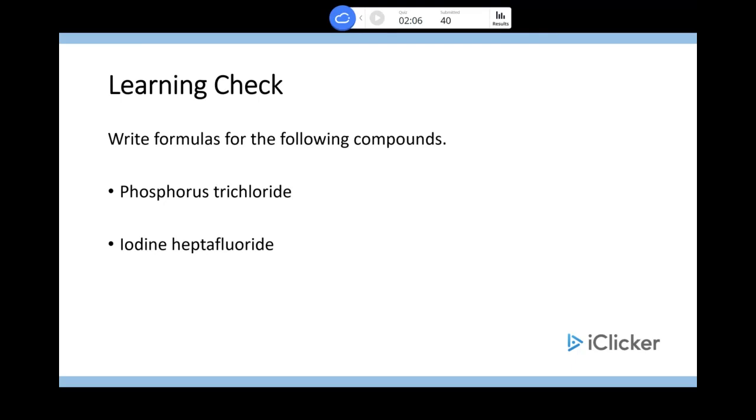All right. So this first molecule, we start with phosphorus. This is element P. And then trichloride. Tri tells us we have 3 of whatever this element is.